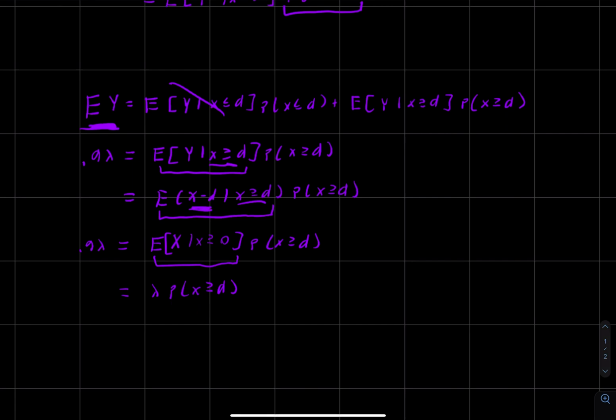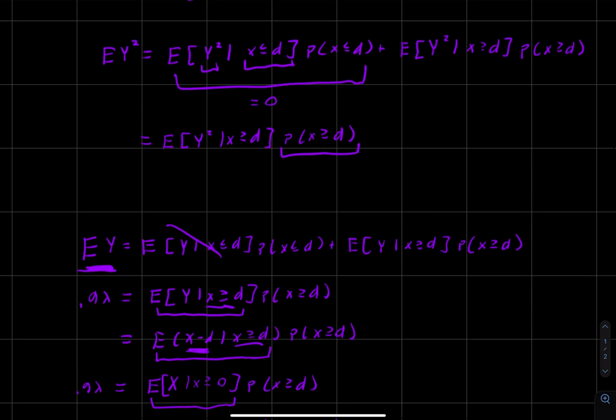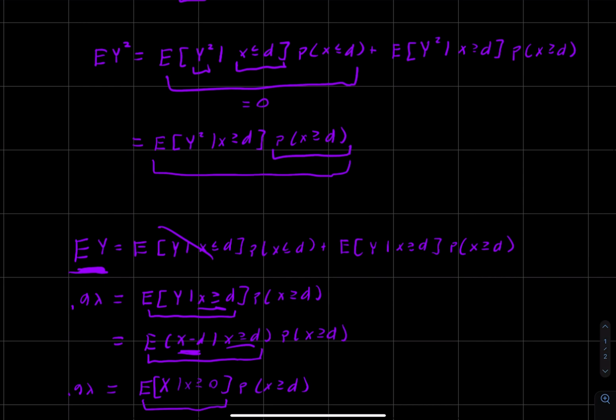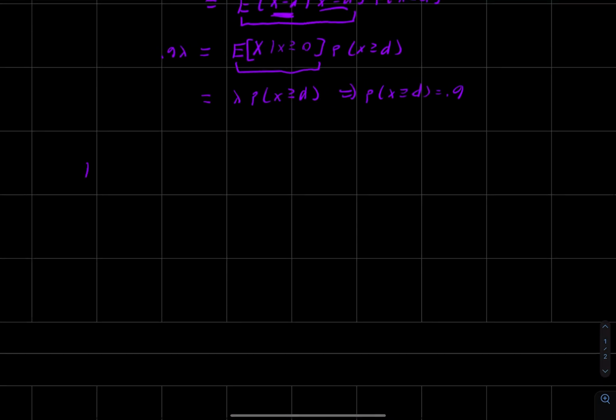And this implies automatically that the probability that X is greater than or equal to the deductible is equal to 0.9, because 0.9 here, and then lambda, you divide. Okay, so now we have the piece that we were looking for. And we can go back up here now to this guy. We're still looking for E of Y squared, and we've already determined that that's equal to the expected value of Y squared, given that X is greater than or equal to d, times the probability that X is greater than or equal to d. And we already just found this piece. This is equal to 0.9 here.